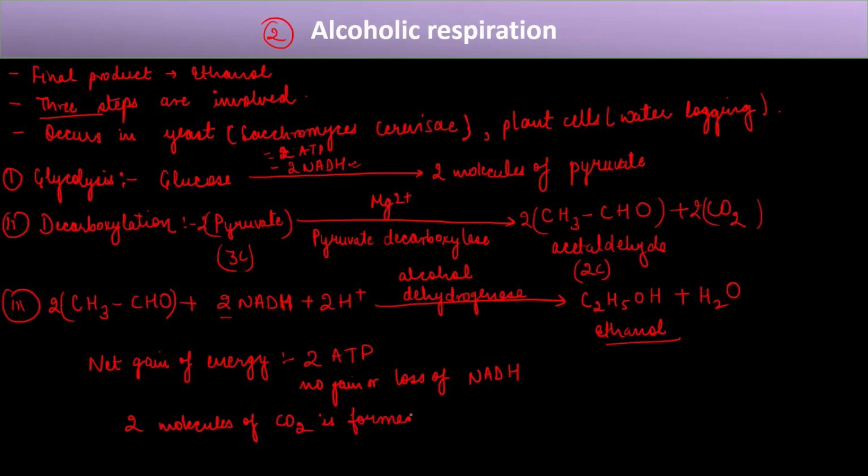And because of this reason, this reaction is known as incomplete oxidation, because instead of 6 molecules of carbon dioxide from 1 glucose molecule, only 2 molecules of carbon dioxide are being formed. Okay. So with this, we have completed glycolysis and anaerobic respiration, in which we saw 2 types of respiration, lactic acid respiration and alcoholic respiration. And in alcoholic respiration, the compound that is mainly formed is ethanol.